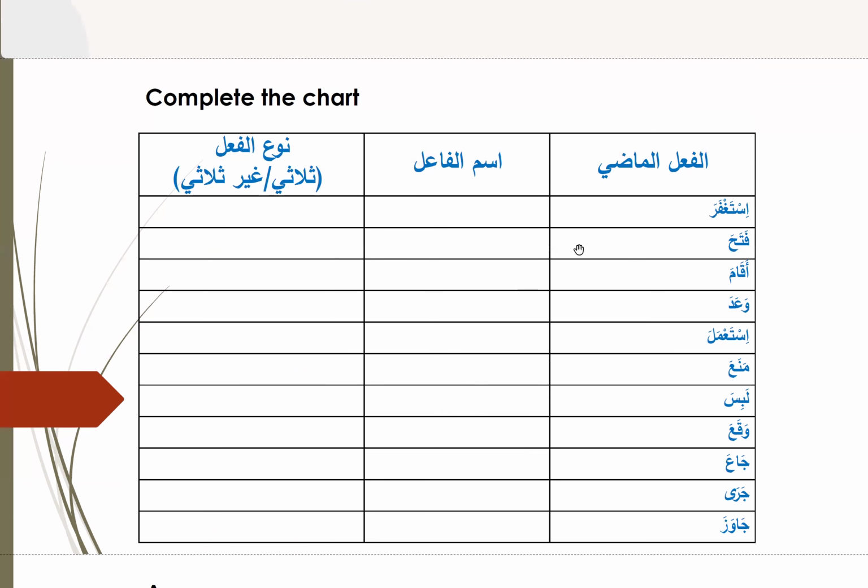Complete the chart. So we have, look here, fi'l madi, istaghfara. What is the ismu fa'il of this? Now, istaghfara, is it a three-letter verb or more than three?